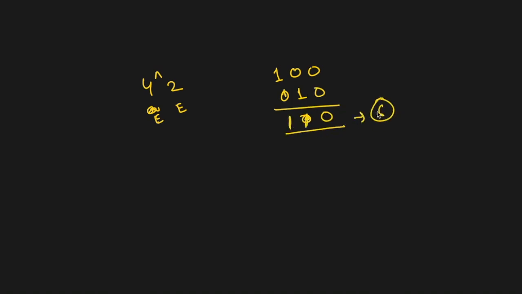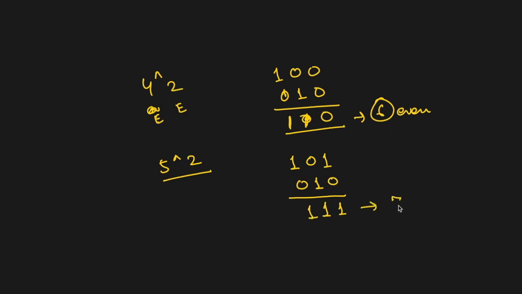So let's take a few more examples. So 4 XOR 2. Here both numbers are even. So 4 is 1, 0, 0, and 2 is 0, 1, 0. So this is 1 and this is 1, so this is 6, which is an even number. And similarly, we can take 5 XOR 2, so 5 is 1, 0, 1, and 2 is 0, 1, 0. So this is 1, this is 1, and this is 1, which is the binary representation for 7, which is an odd number.